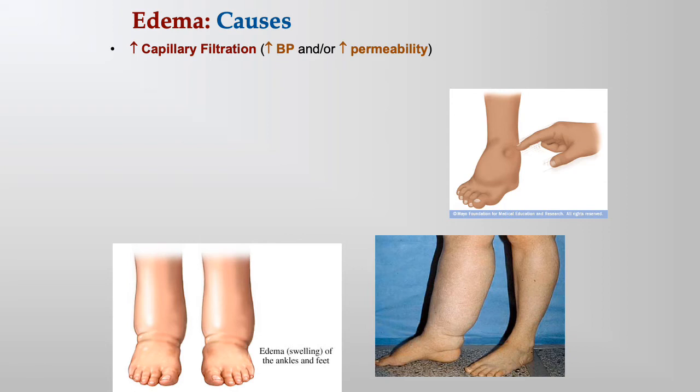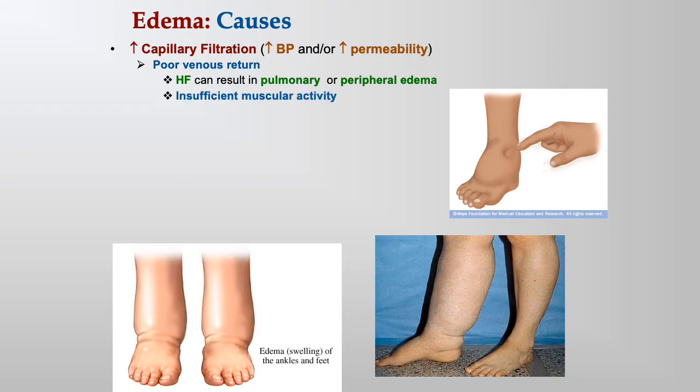Why would that happen? If there's, for some reason, an increase in blood pressure, so if you've got high blood pressure, or an increase in permeability, so that can be some alteration of the blood vessels. Poor venous return will cause that. If blood is having trouble getting back to your heart, then it's going to pool out in your body. That's going to increase the pressure pushing it out. Heart failure can result in pulmonary or peripheral edema, remember? And that's often because there's insufficient cardiac output, therefore blood is pooling someplace, either in the lungs or out in the body.